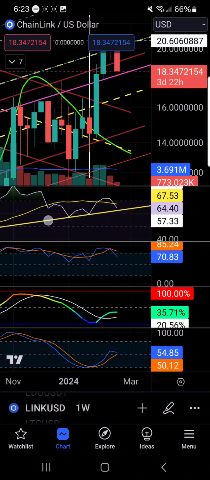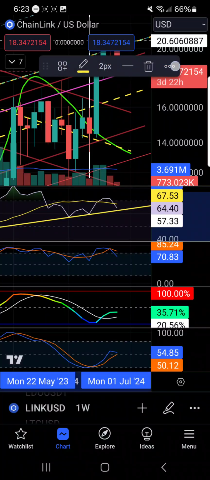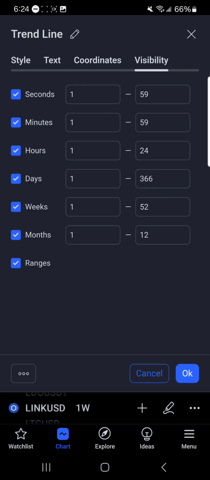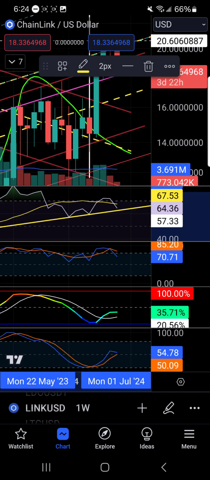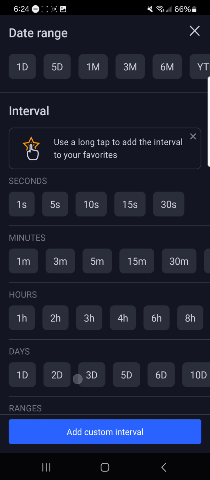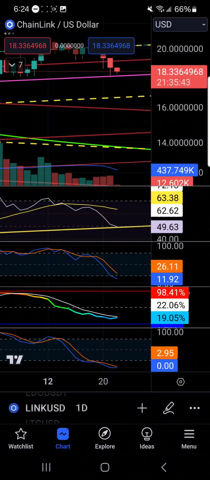Let's, come here. I want to touch that line. And I want to turn the visibility off on the daily. There we go. And the hourly. All right, so let's go back to the daily now. There we go.